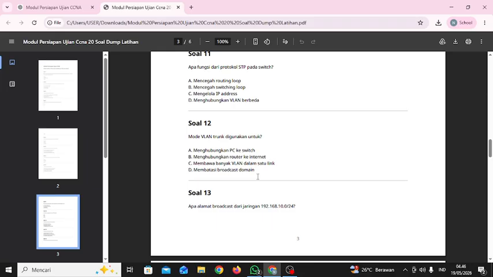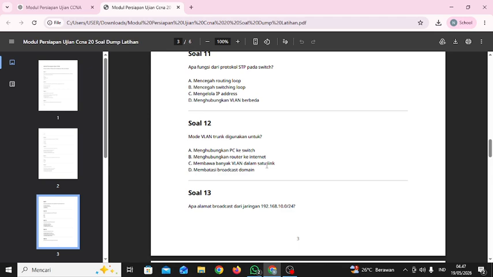Question 12. Okay. What is VLAN trunk mode used for? Okay. A. Connect PCs to switches. B. Connect router to the internet. C. Carry multiple VLANs over one link. And D. Limit broadcast domain. Okay, the correct answer is carry multiple VLANs over one link, C.